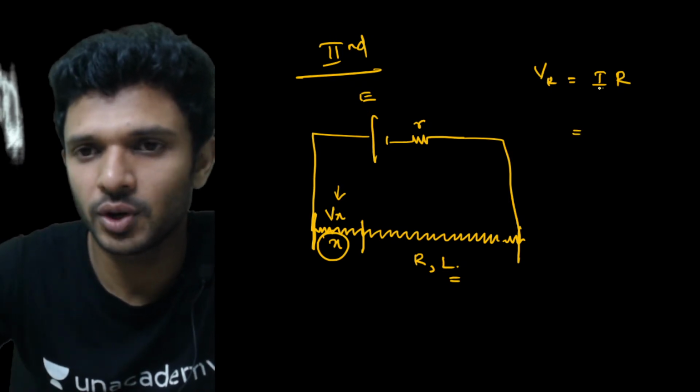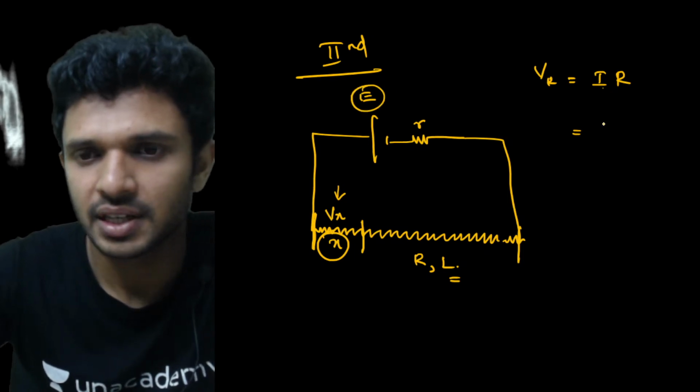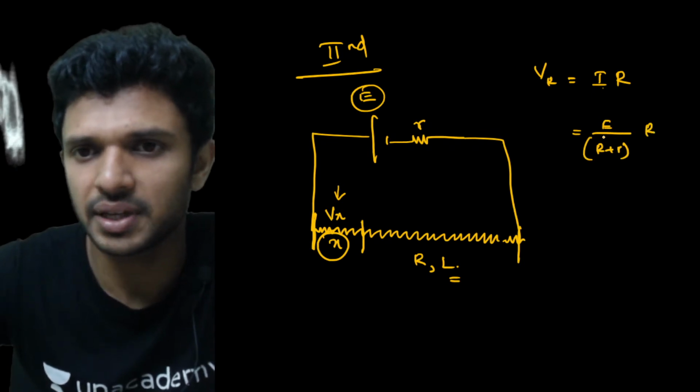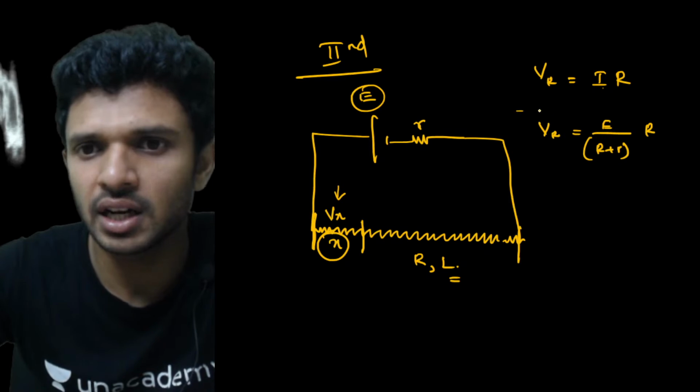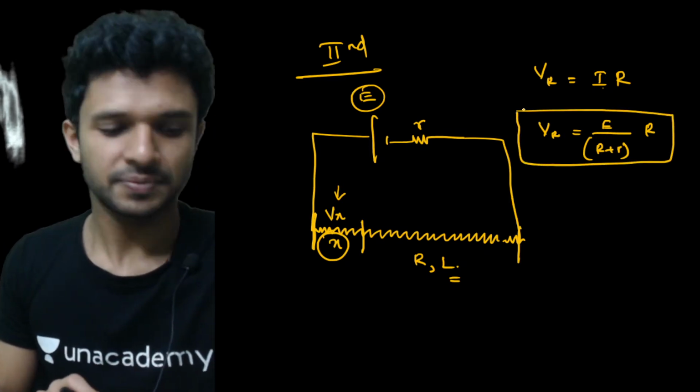What's the formula for this I? EMF divided by total resistance, R plus R into capital R. This is the total voltage dropped across the entire resistor.